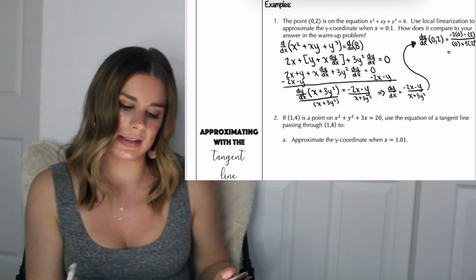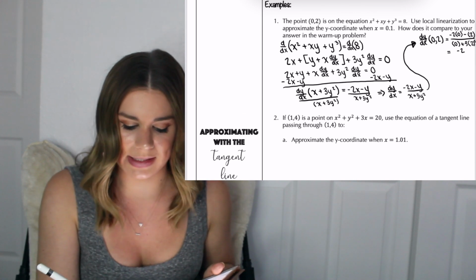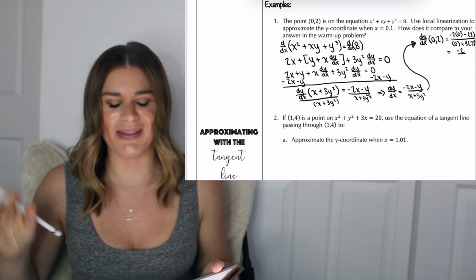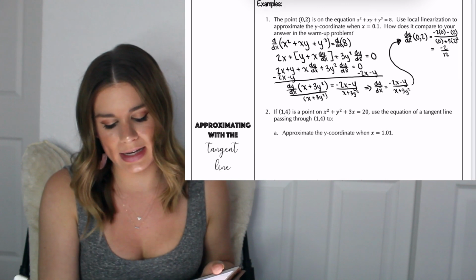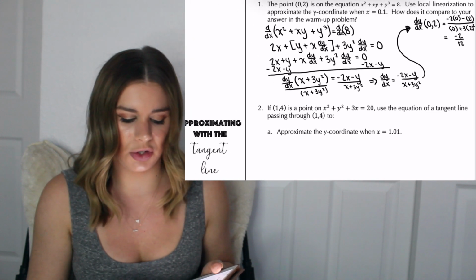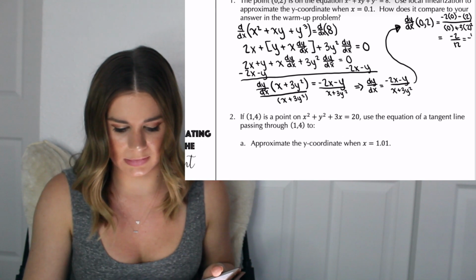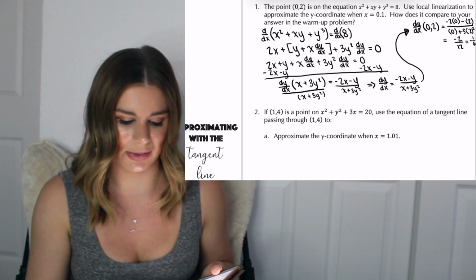Okay, let's go ahead and simplify this. So negative 2 times 0 is 0, minus 2 is negative 2, all over 0 plus 3 times 2 squared. 2 squared is 4, times 3 is 12. Negative 2 over 12 simplifies to negative 1/6. Let me move this a little bit so I can draw. It gets a little squiggly towards the edge there.